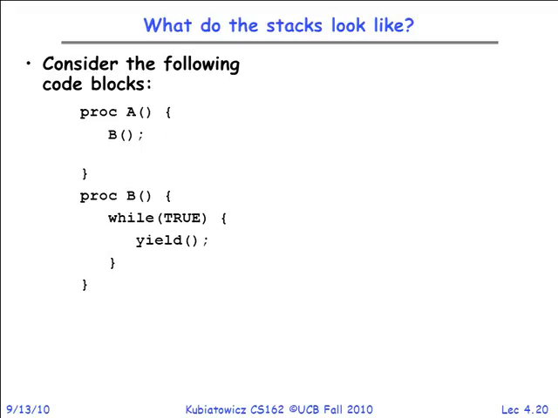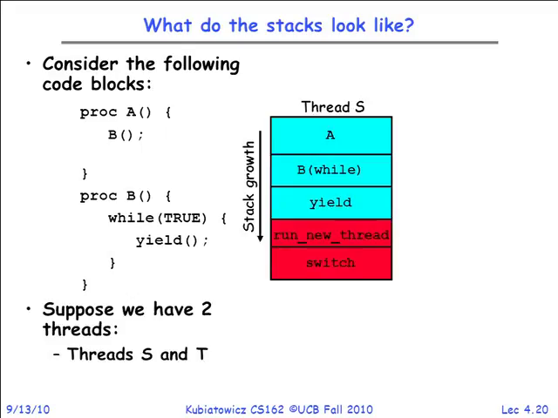Now, what does the stack look like? Suppose we're in thread S. Thread S has A, and it has its own stack, by the way. It runs A, which calls B, which calls yield. By the way, I'm going to ignore the kernel part of yield, because that's just putting too much stuff in our diagram. But in the kernel, we're going to run new thread and call switch.